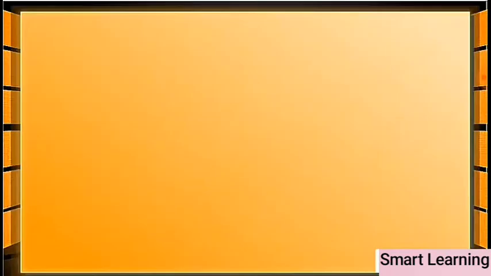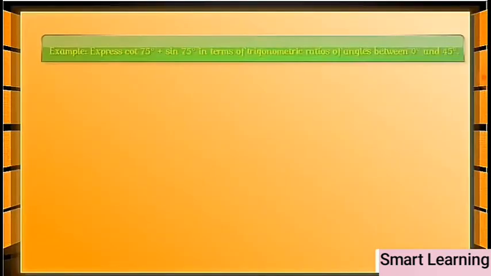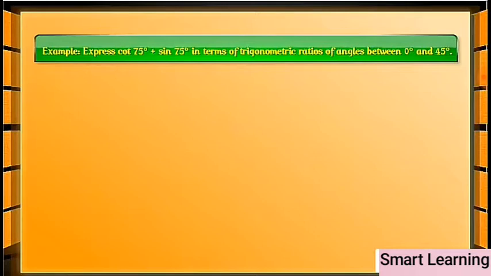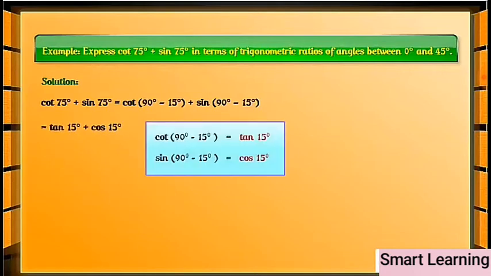Let us do one more example. Express cot 75 degrees plus sin 75 degrees in terms of trigonometric ratios of angles between 0 degrees and 45 degrees. Cot 75 degrees plus sin 75 degrees is equal to cot 90 degrees minus 15 degrees plus sin 90 degrees minus 15 degrees, which is equal to tan 15 degrees plus cos 15 degrees.